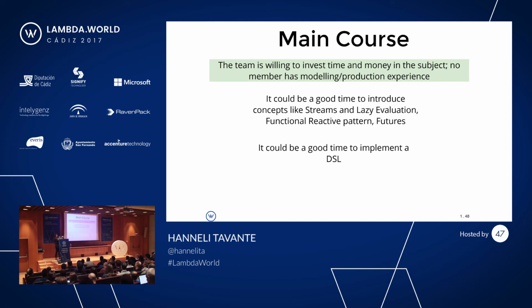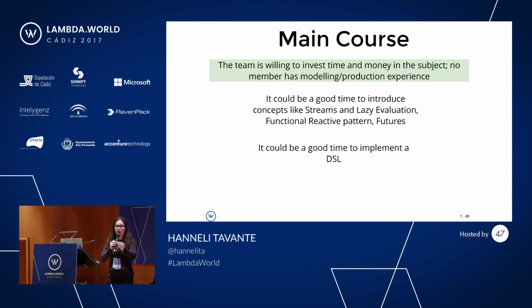And I think this is the point where the team or the students will be willing to invest time and money to continue improving this functional approach. So I think this could be a good time to implement a DSL with your team. When you go through an entire modeling, you can show them that you can have real benefits from functional programming, and this is time for implementing a DSL, for example.